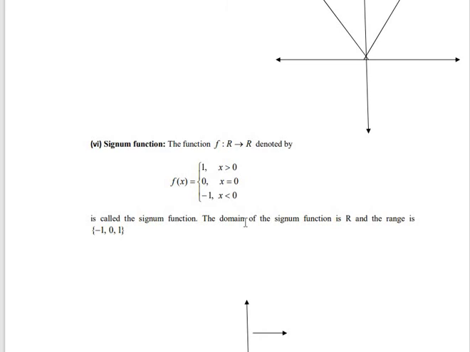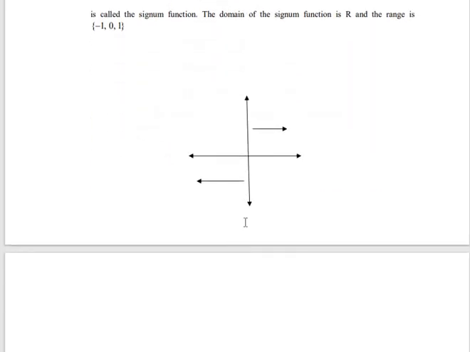Now this is the graph of a signum function. You may have a doubt why the graph of this particular function is like that. Now see, the vertical axis is the y-axis. This is the positive y-axis and this is the negative y-axis. And this horizontal line is the x-axis. This part is the positive x-axis, this part the negative x-axis.